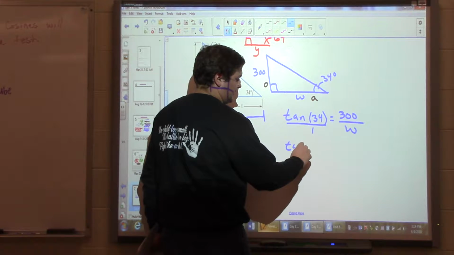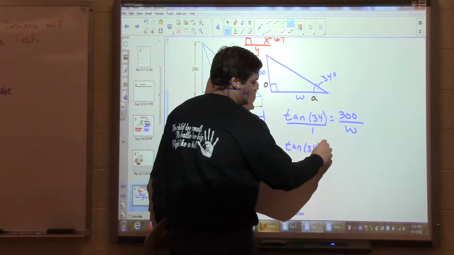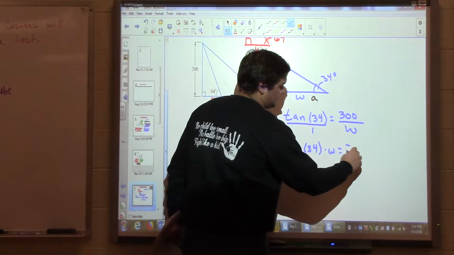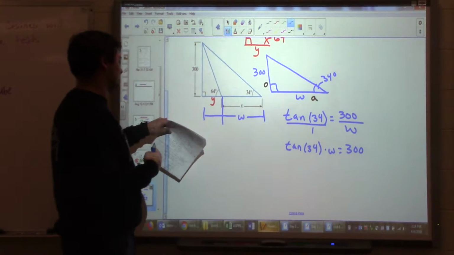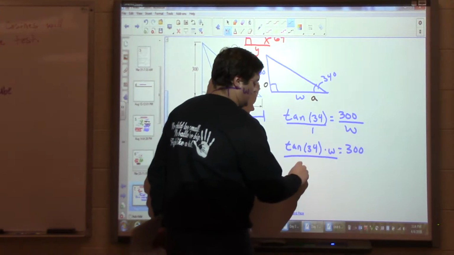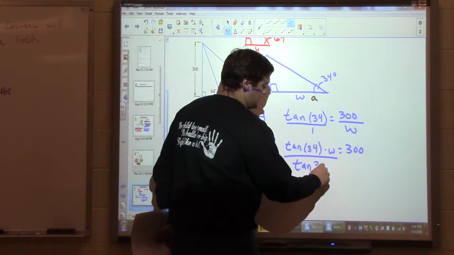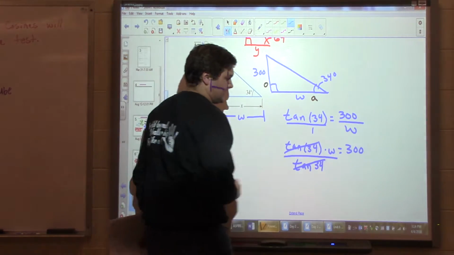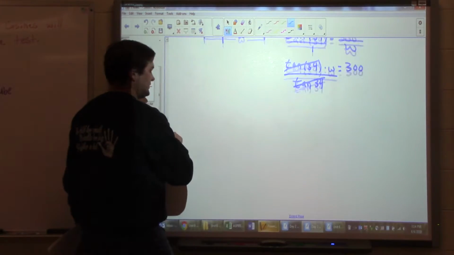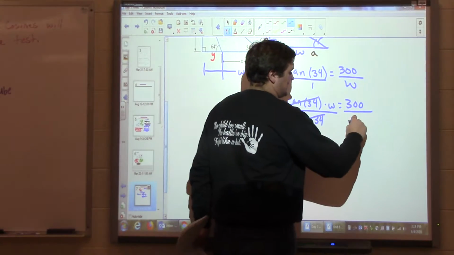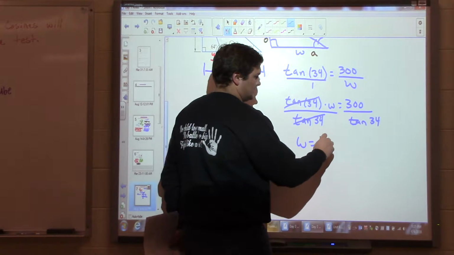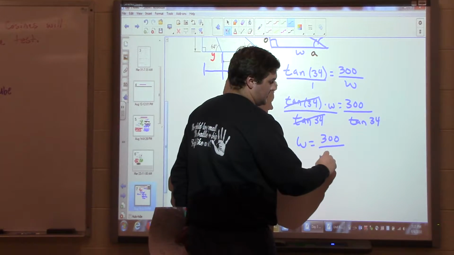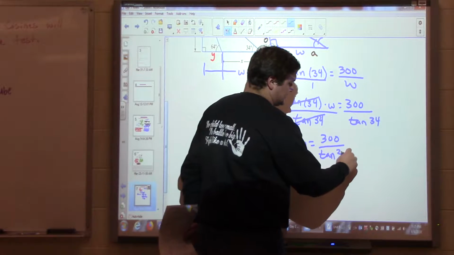So tangent of 34 times W equals 300, and divide both sides by tangent of 34, right? It's a number. We know we can do this. We can divide by tangent of 34. On this side, they're going to cancel. Divide by tangent of 34. What we're left with is W equals 300 over tangent of 34.